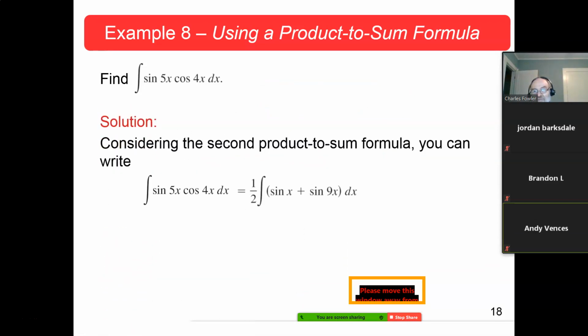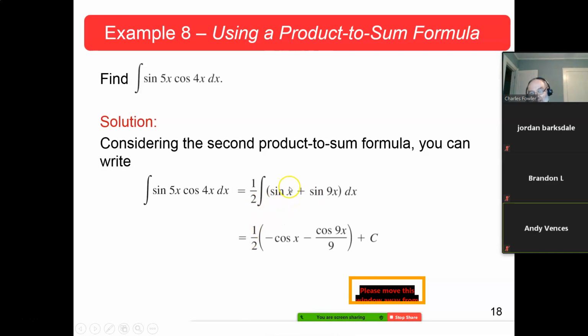Considering the second product of sum formula, that was the one in the middle, you can write the integral of sine 5x cosine 4x as 1/2, pulling that 1/2 on the outside, and then we have the integral of sine of the difference between these two, which is x, plus the sine of the sum of those two, which is 9x. Then you got it times your dx. Okay? That's a fairly straightforward integral to do.